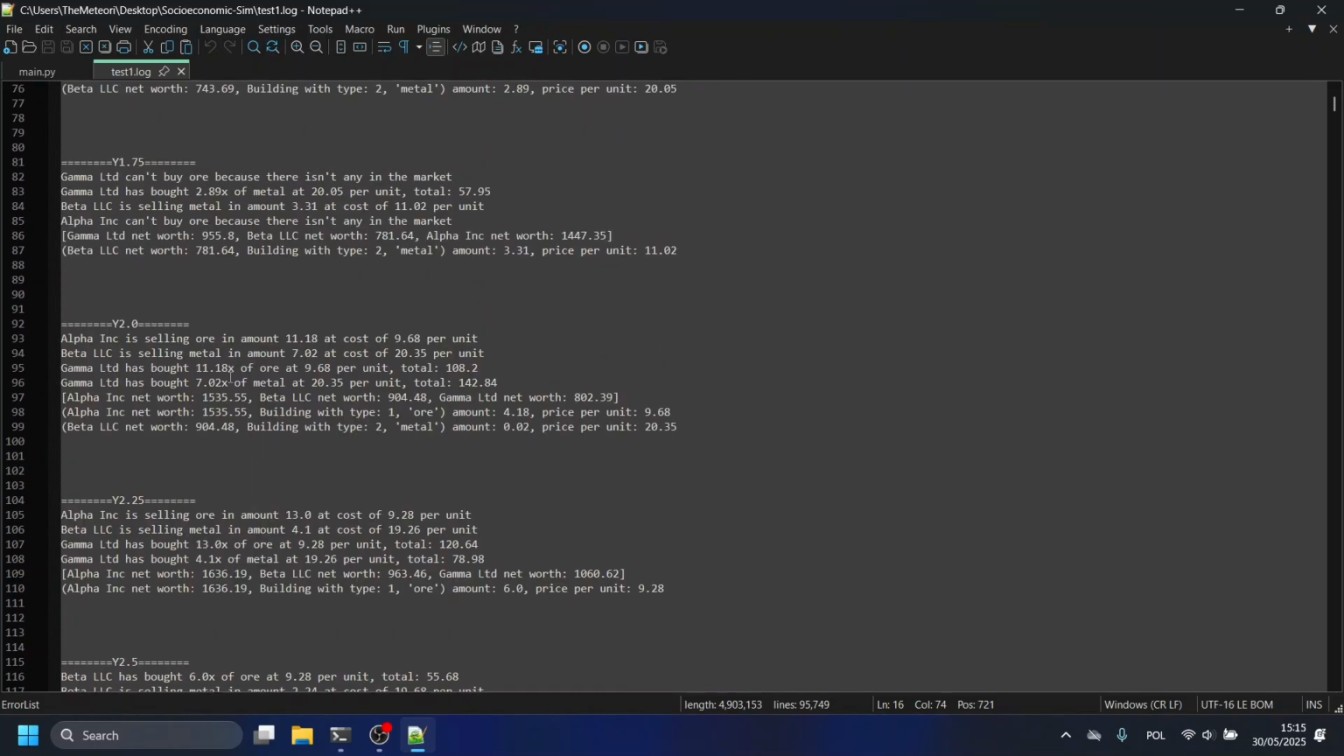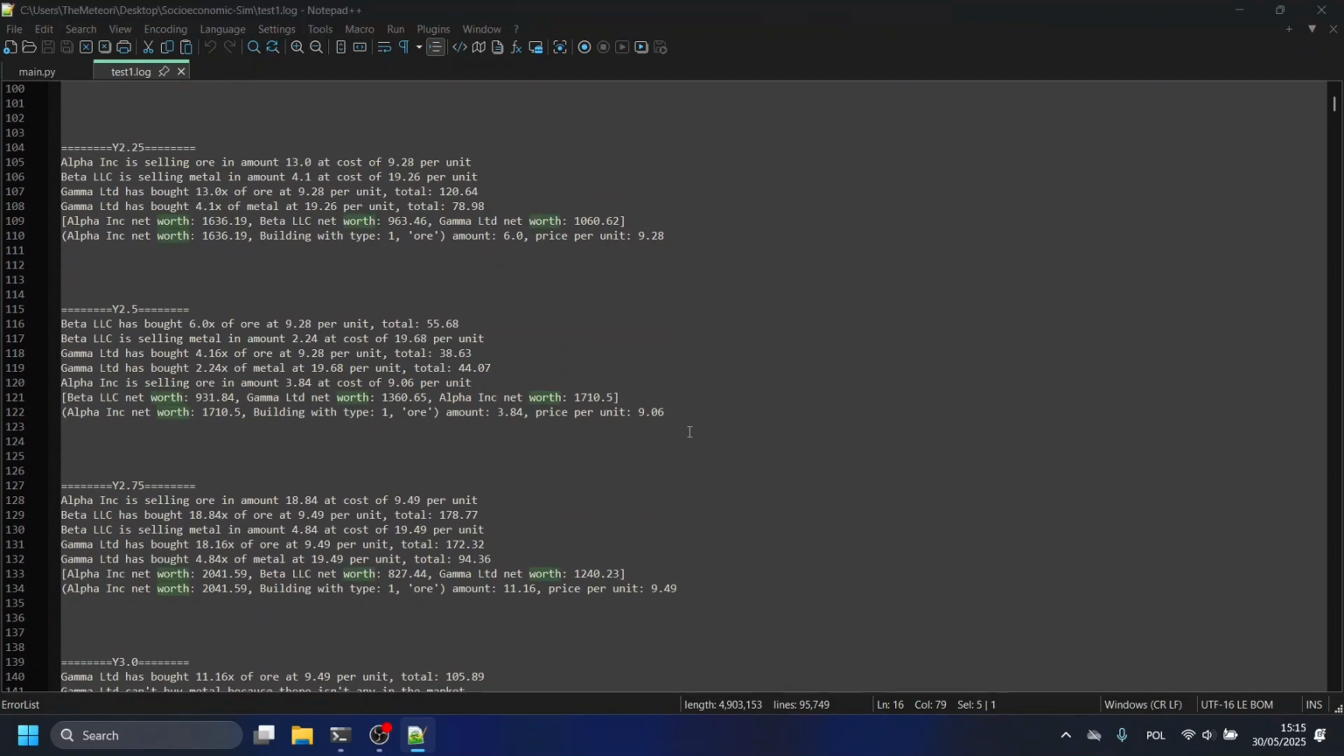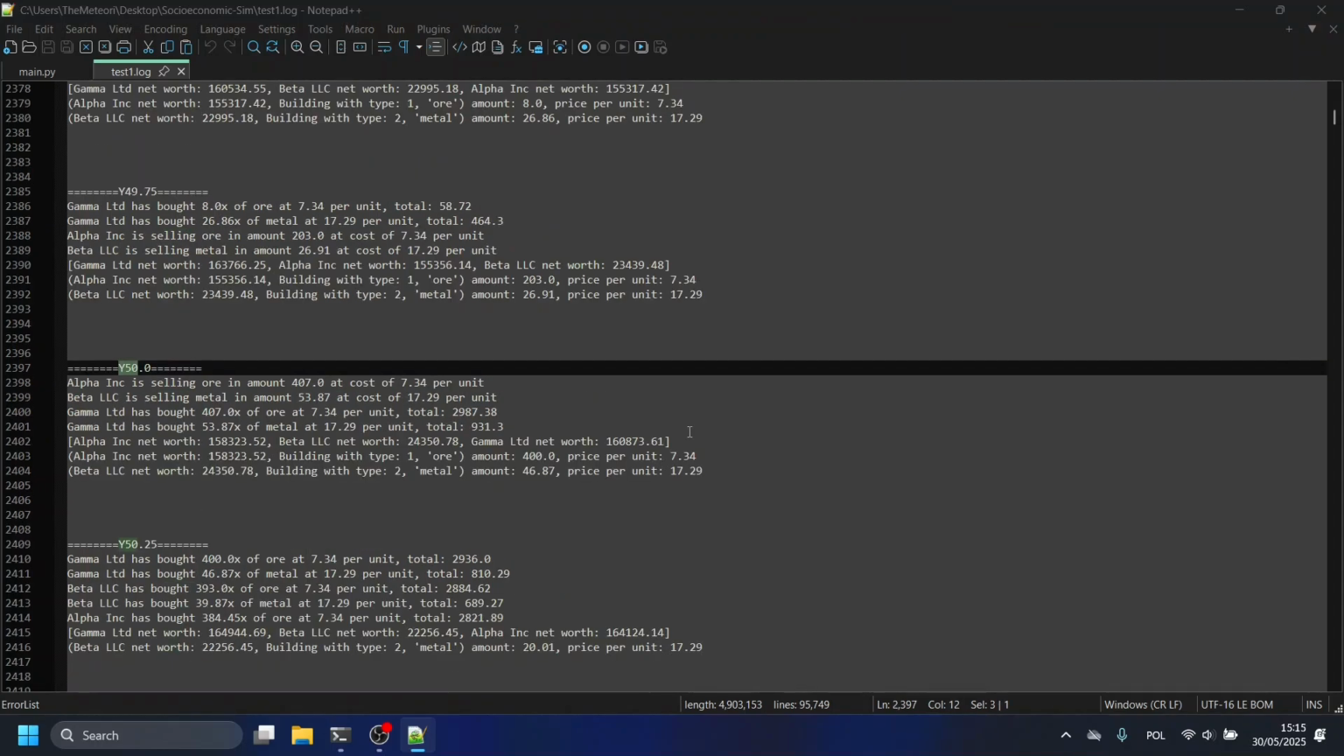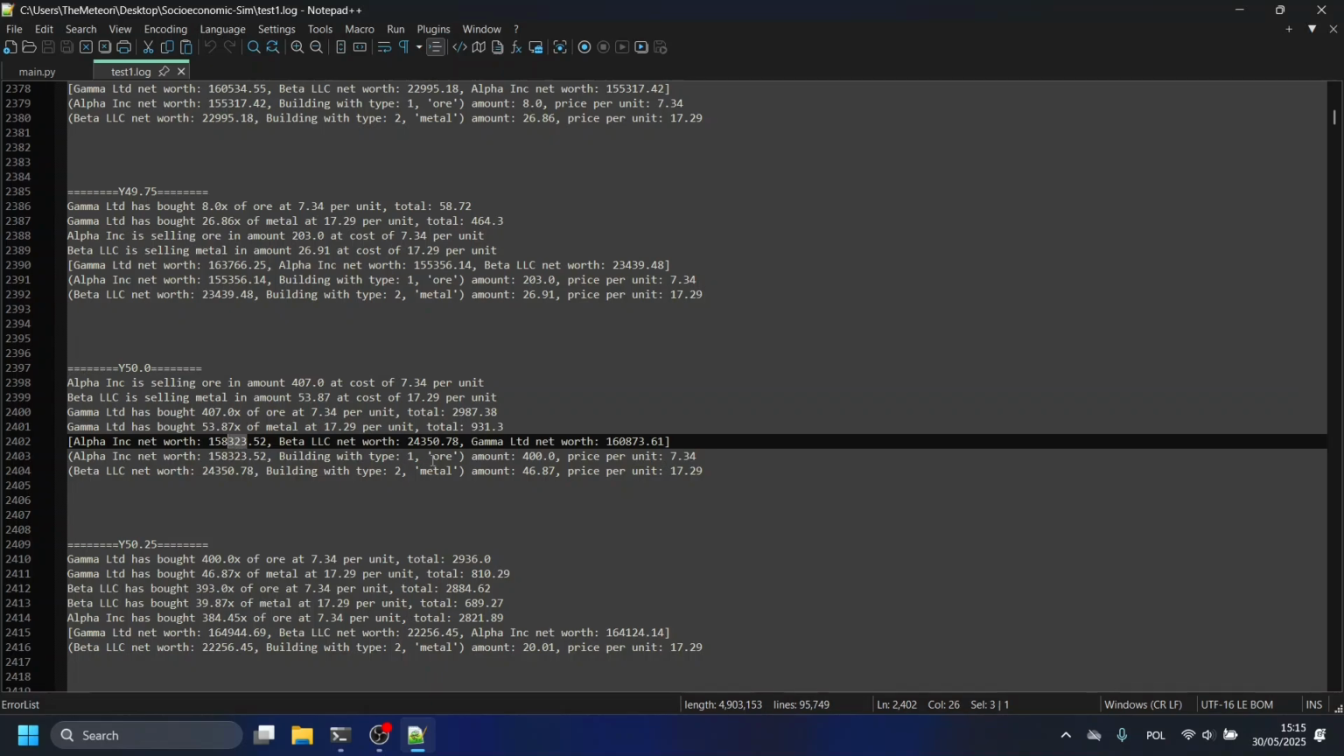Now, if we jump over to, I don't know, year 50, we can see that the company net worths are really high, the capitals, right? Alpha Inc. is at 158,000, Beta LLC is only 25, and Gamma is also 160,000.